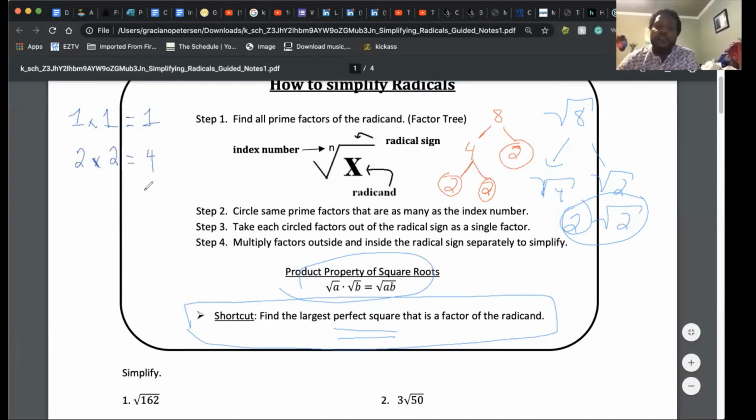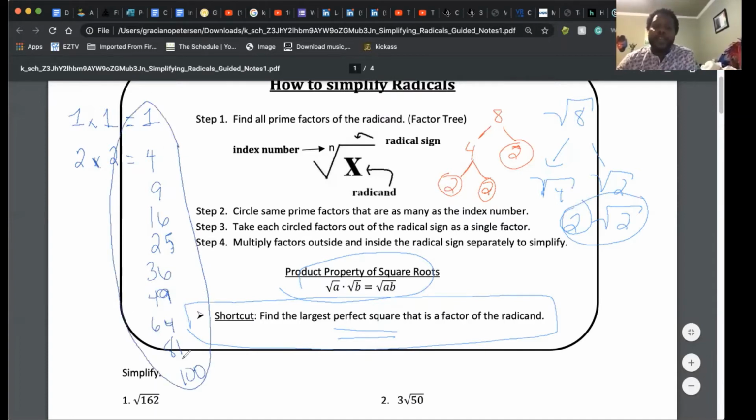So 1, 4, 9, 16, 25, 36, 49, right? 64, 81, and 100 are a list of the first 10 perfect squares, right? So if we know that any of these numbers divides evenly into any of the numbers that we're simplifying, that's going to be the best way for us to simplify what's under the radical, is to use our perfect squares.